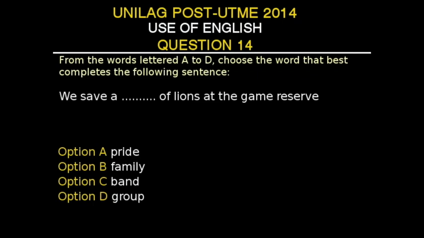UNILAG post UTME 2014, use of English, question 14. From the words lettered A to D, choose the word that best completes the following sentence. The sentence is, we saw a dash of lions at the game reserve. Option A, pride. Option B, family. Option C, band. Option D, group. Now the correct option is option A, pride. A group of lions forming a social unit is known as a pride.